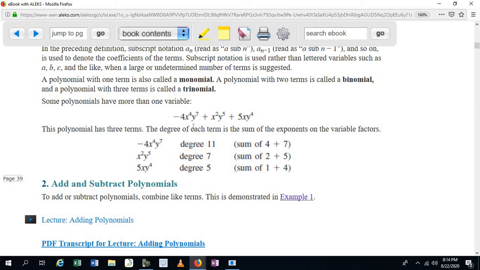Okay, and then so each term we can describe by telling what the degree of the term is, but then the degree of the polynomial overall is the highest degree of any of the terms. So since 11 is the highest degree of any of the terms, this is said to be an 11th degree polynomial.